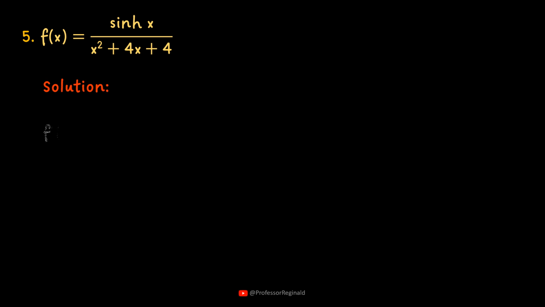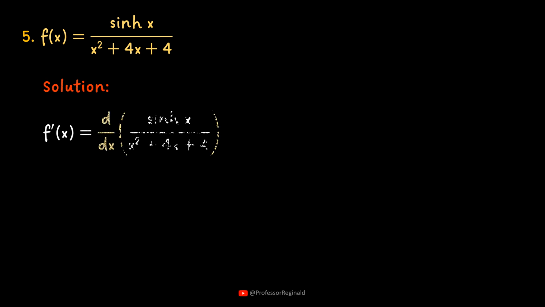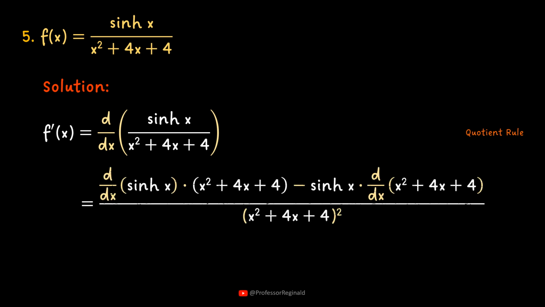Number 5. F of x equals the hyperbolic sine of x all over the quantity of x squared plus 4x plus 4. Solution. F prime of x is the derivative of f with respect to x. Apply the quotient rule. Differentiate using basic differentiation rules and a hyperbolic function rule.